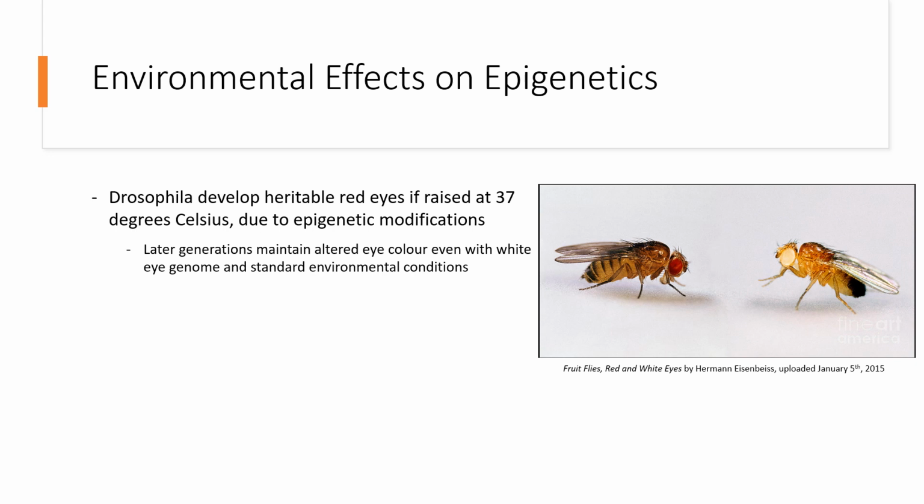Fascinatingly, these red-eyed flies passed on this epigenetic change to their offspring, who also developed red eyes even when raised at a standard temperature. The environmental effect on the parental flies had imprinted on their epigenome, which resulted in offspring with red eyes, even though they carried the white eye genotype.